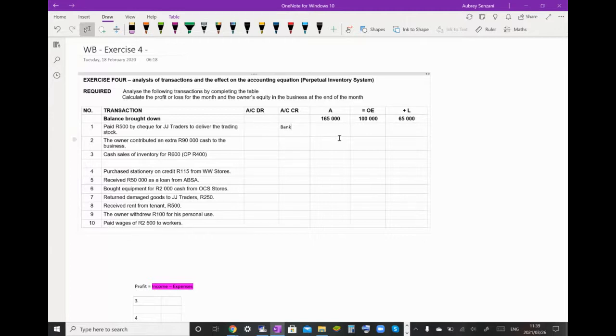Even though it said we paid for the delivery, not the... Yeah. It's the same as if we had import tariffs. It would also go to trading inventory.